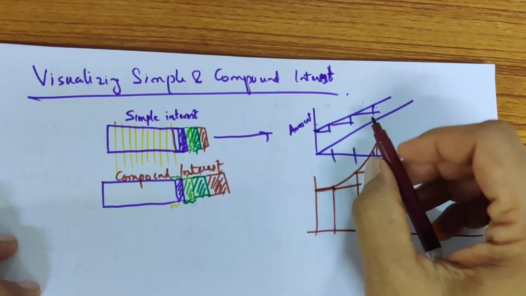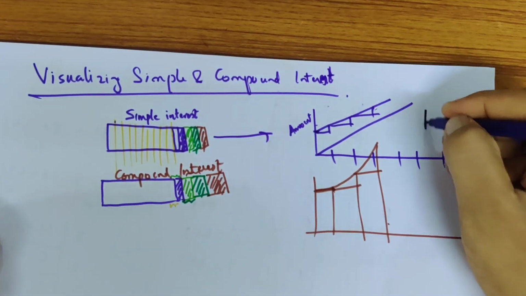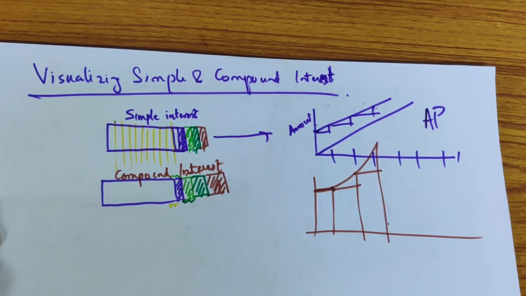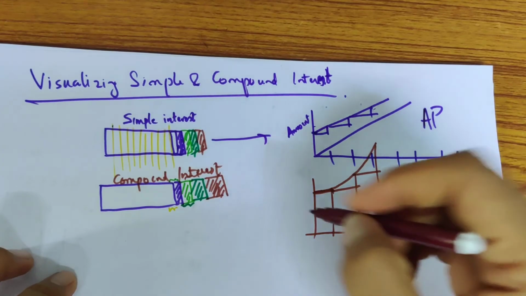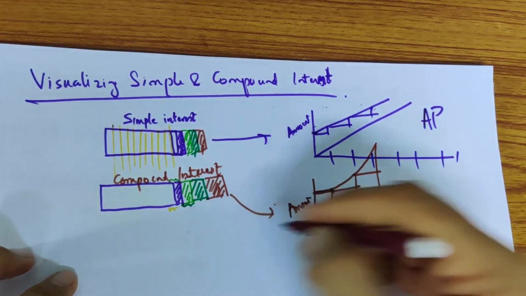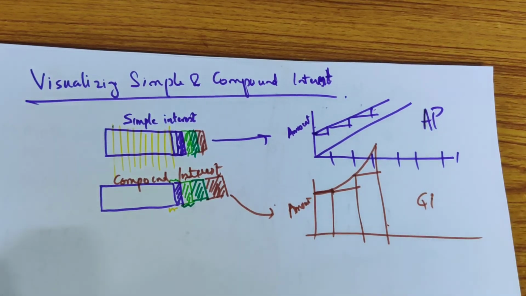So if you are aware of arithmetic progression and geometric progression, then simple interest is basically an AP, because you add the same amount every time. And the compound interest is like a GP. It's a geometric progression because you are adding a percentage of the total each time.